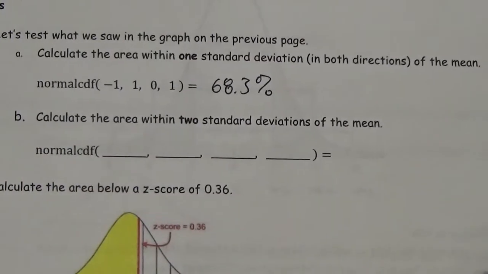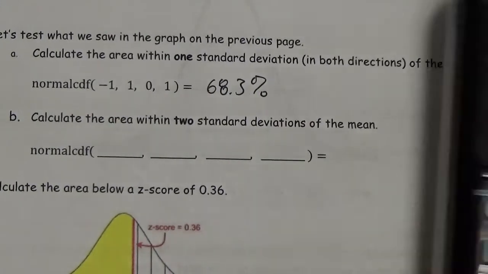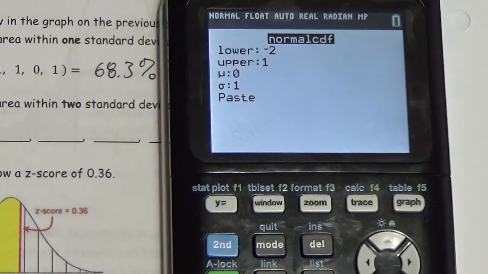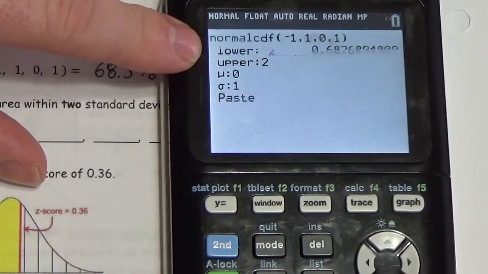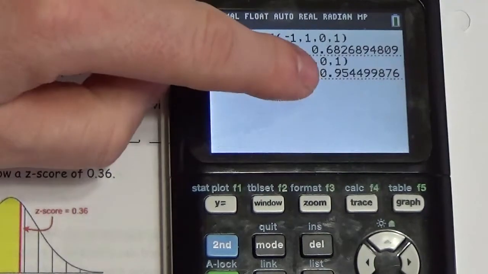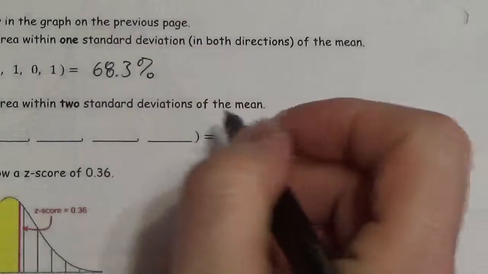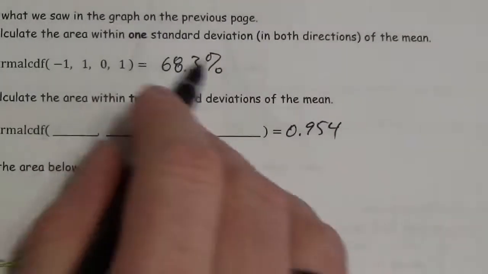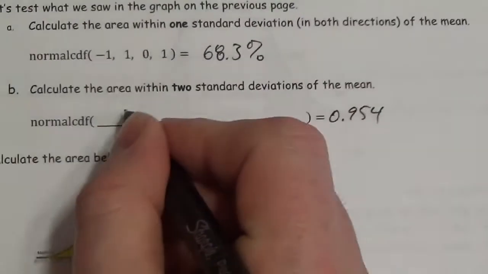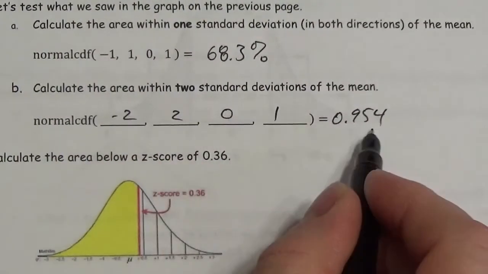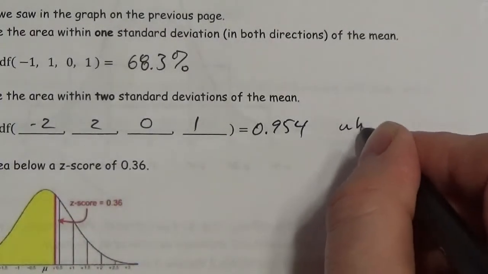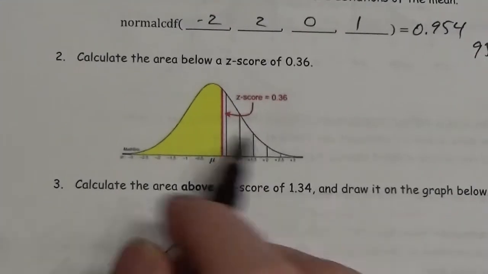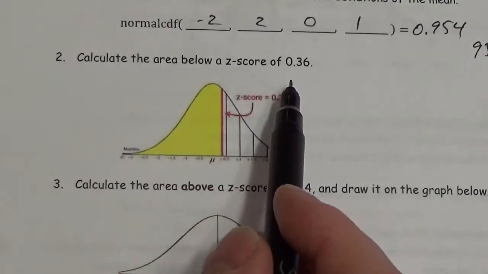What would it be if it was 2 standard deviations of the mean? I already know that should be about 95.5%, but let's take a quick look. Second vars, normal distribution, -2, 2. I still like the 0 and the 1 there, so enter, enter, press enter for paste. And there we go, 0.954. Oh, and I probably did that wrong here. Well, it's okay. I've already converted the 68.3%. This should have been -2 to 2 with 0 and 1. We're getting 0.954, which is 95.4%. Good.